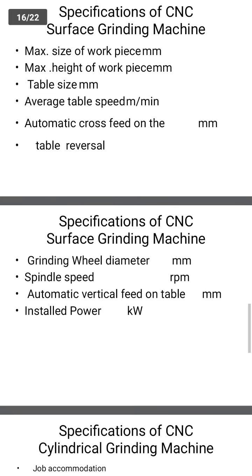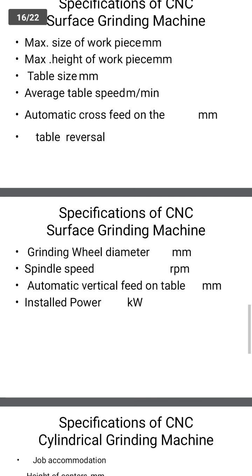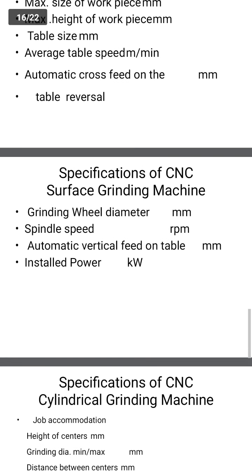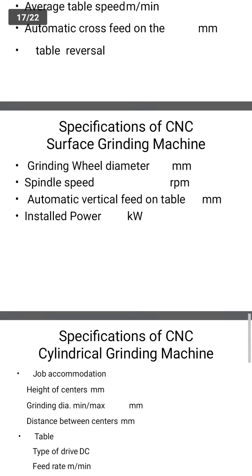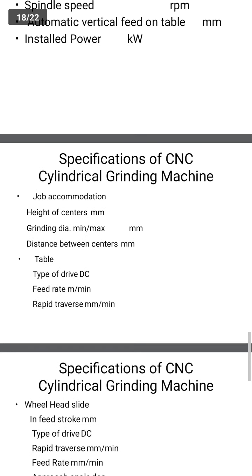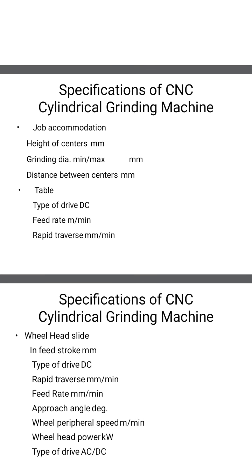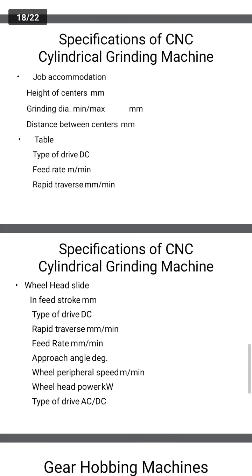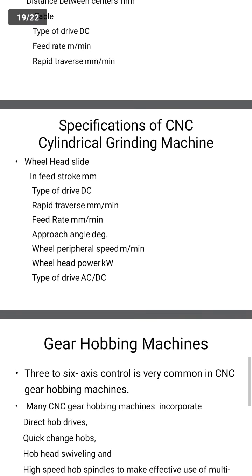Next, CNC surface grinding machine specification: automatic tool change, spindle speed in RPM, grinding wheel diameter, table size, specification of cylindrical grinding machines. These include the type of drive, DNC, rapid traverse, feed rate, approach angles, wheel periphery speed, type of drive, automatic tool change, AC to DC converting.